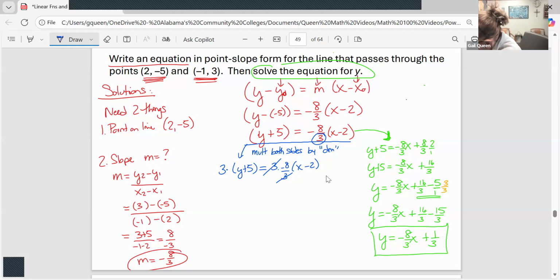Now here's what I've got. 3 times y plus 5 equals negative 8 times x minus 2. I'm going to distribute and get rid of the parentheses on both sides.